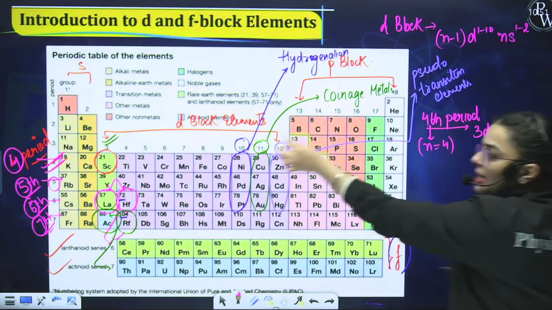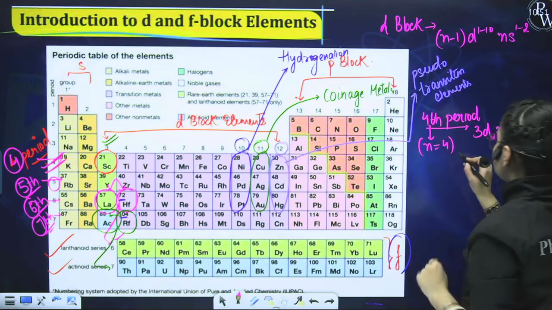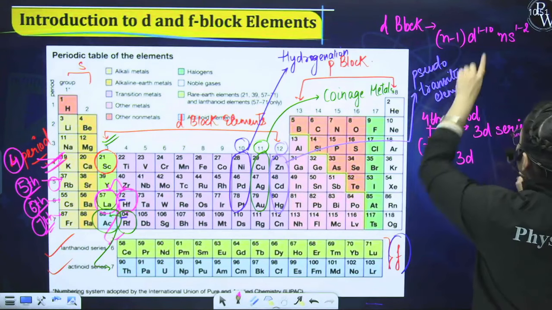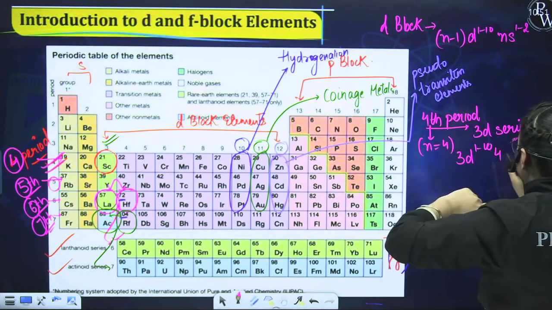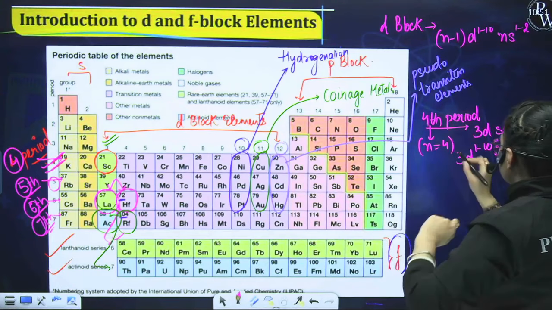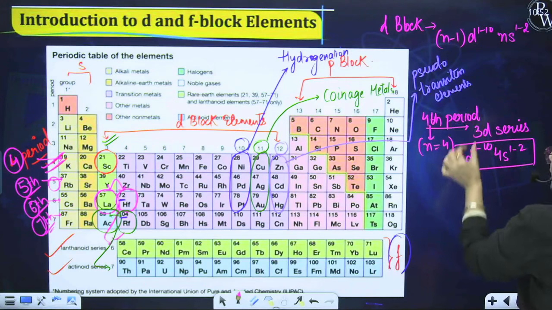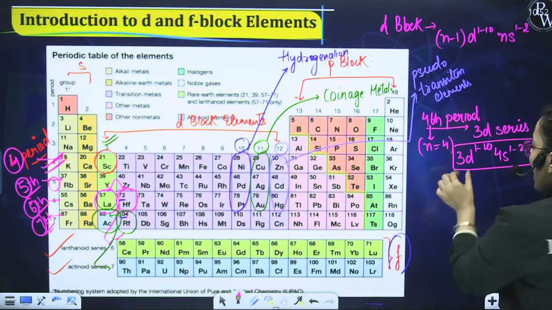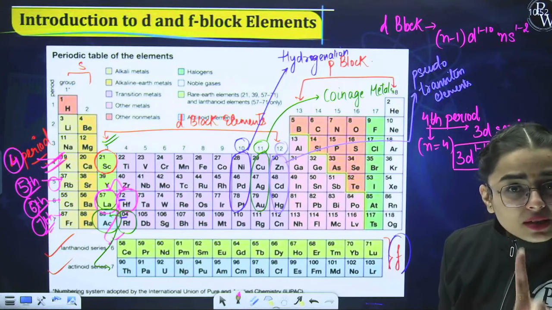See, the fourth period means n value is 4, so I put 4 over here. 4 minus 1 is 3, that is 3d, and it is 1 to 10. Now again, n value is 4, so 4s 1 to 2. So this is the general electronic configuration for the fourth period, which is referred to as the 3d series. Why? Because here the 3d subshell is being filled. Is it clear to you?